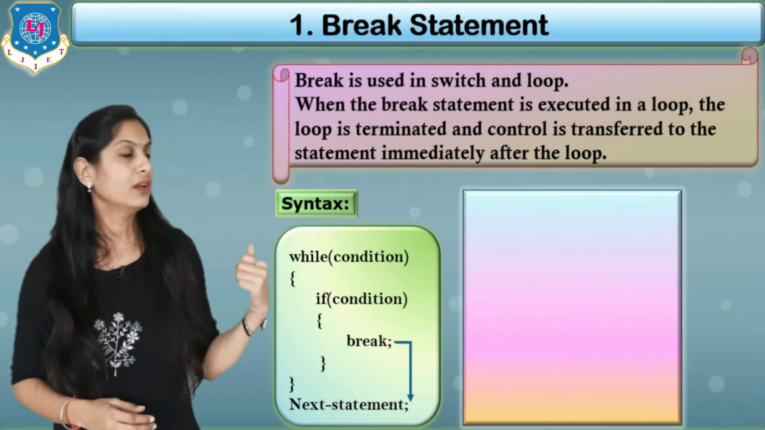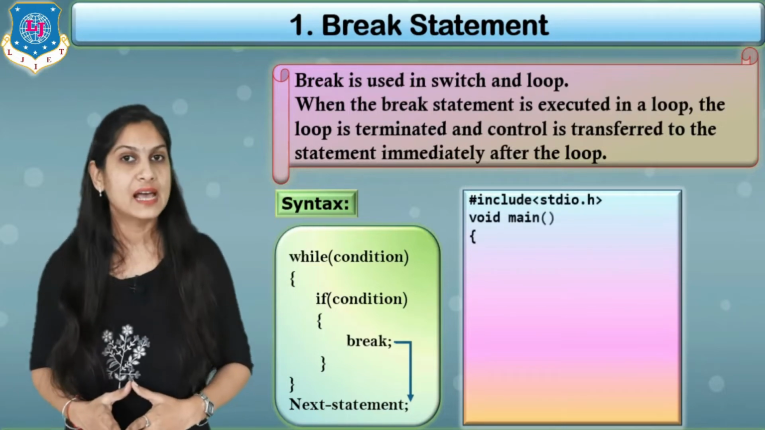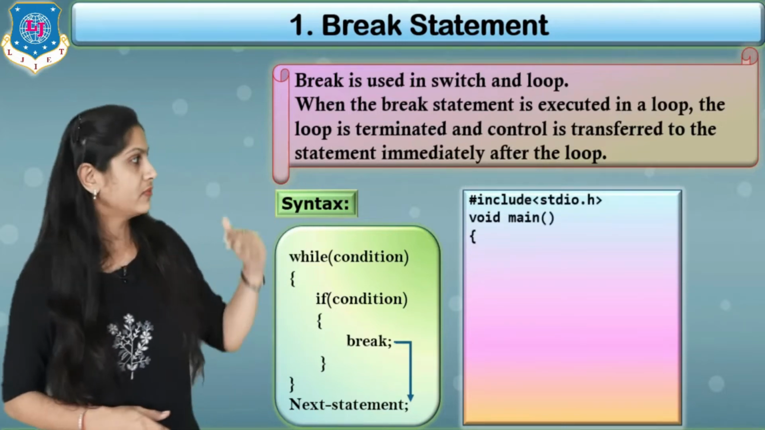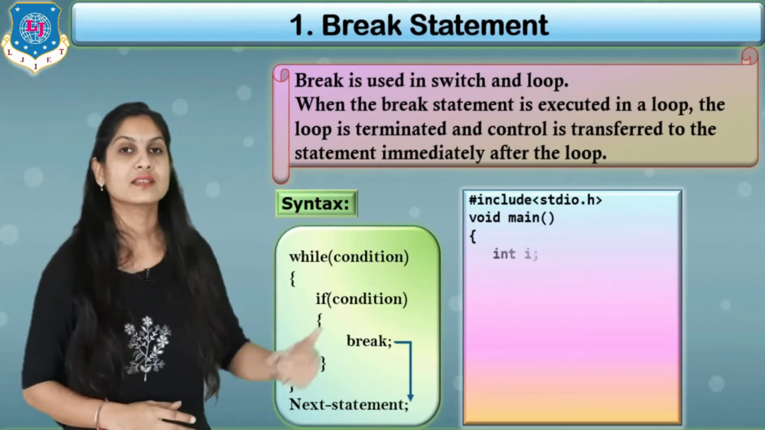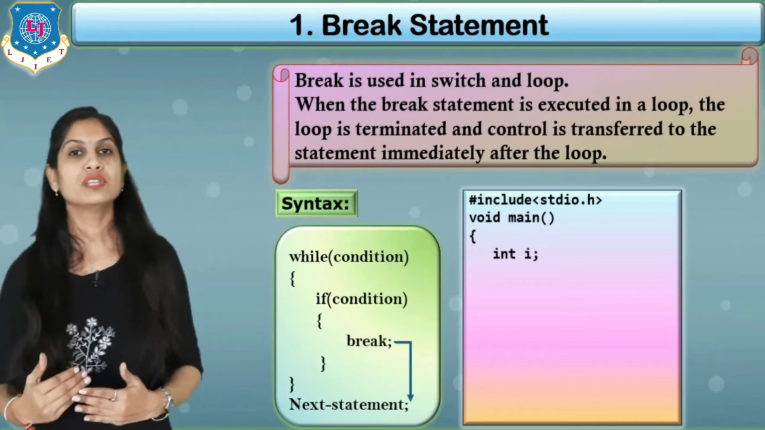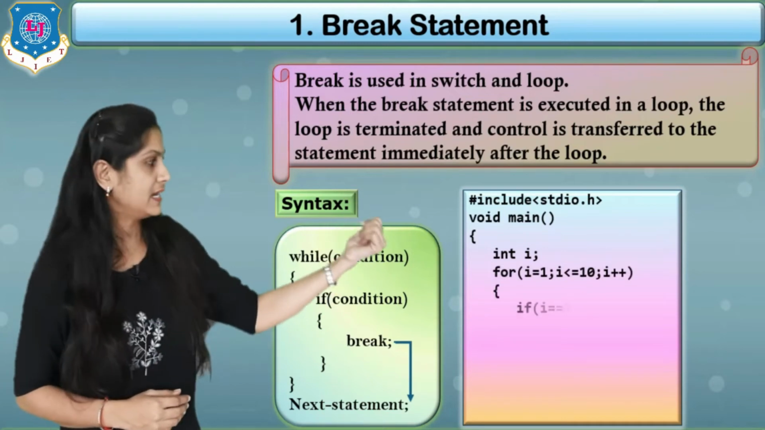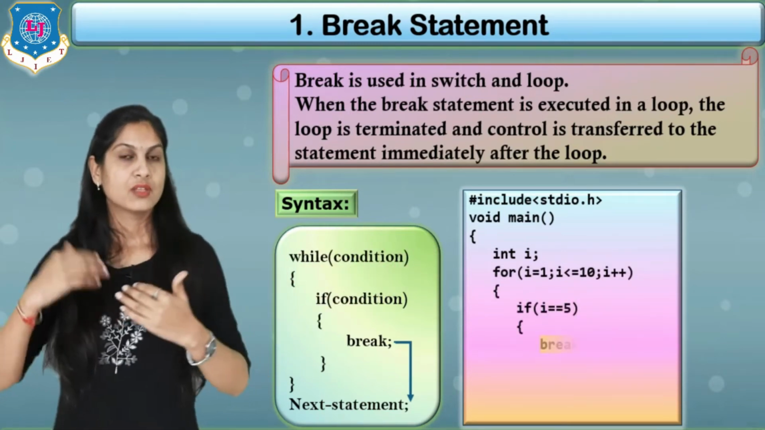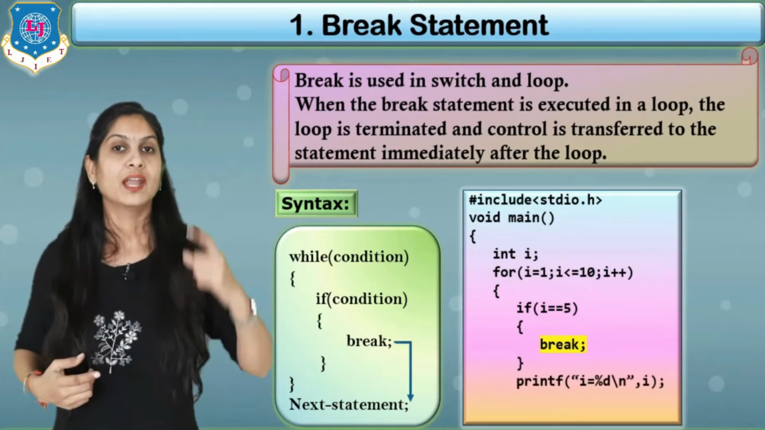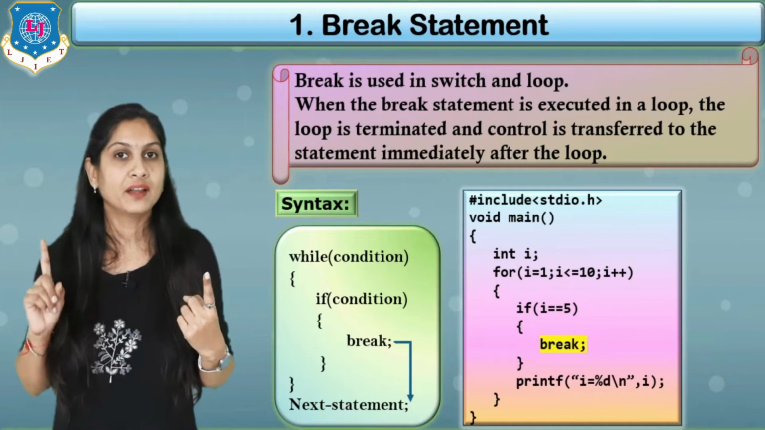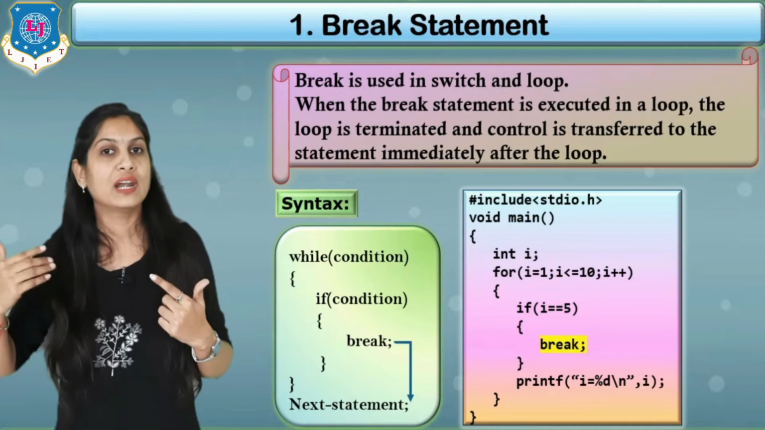Now let us understand better with a simple example. First we write the header file, #include <stdio.h>. Then in void main we take one variable, that is integer i, and here I am using break in a for loop. So for i = 1; i <= 10; i++. What is the meaning of it? Here our loop will be executed 10 times. It starts from 1 and stops at 10, and the value of i will be incremented: 1, 2, 3, 4, likewise.